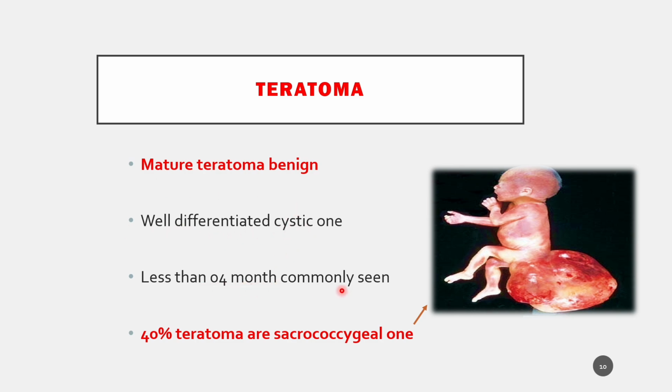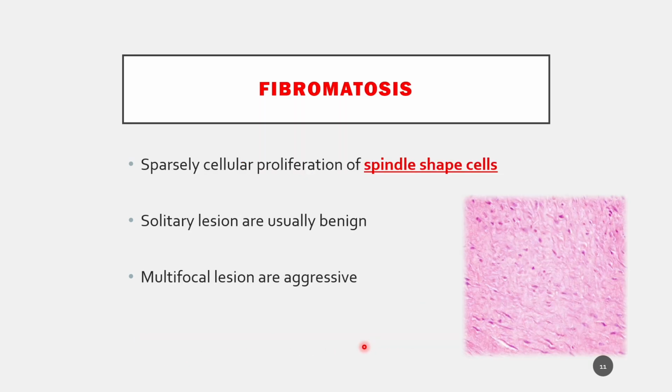It is commonly seen in children less than 4 months. And the common region is the sacrococcygeal region. Here you can see a large cystic teratoma seen in the sacrococcygeal region. So 40% of teratomas are sacrococcygeal.